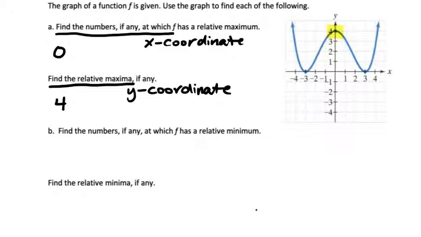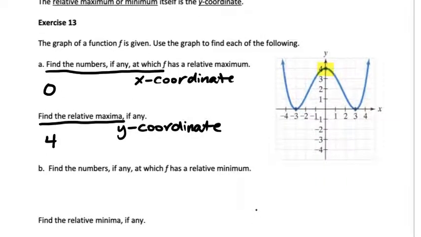Question B says to find the numbers at which f has a relative minimum. So looking at the graph, I can see that there's going to be a relative minimum here and another relative minimum here. So find the numbers at which it has a relative minimum. That's the x-coordinates, and the x-coordinates for those points are -3 and 3. If there's more than one, you're going to just list them with a comma in between.